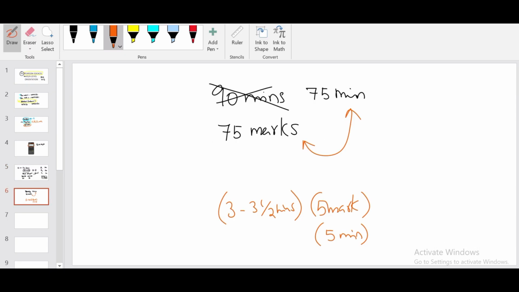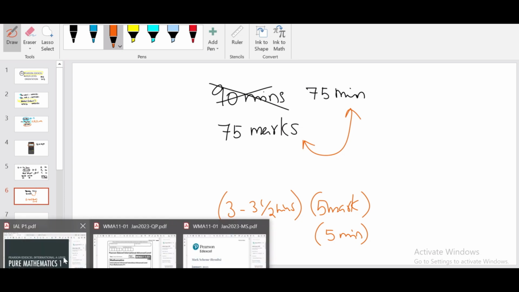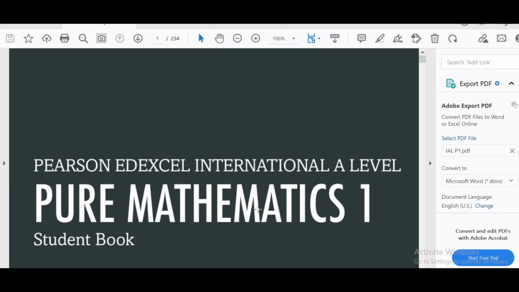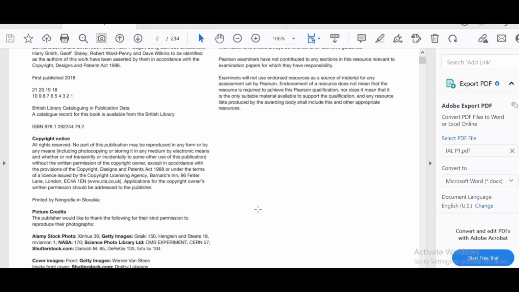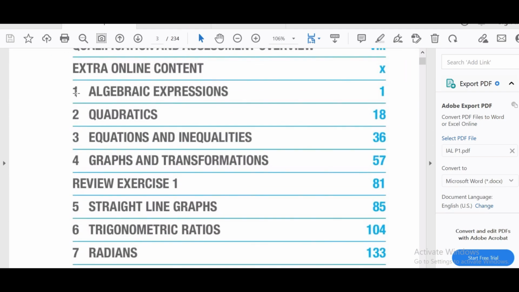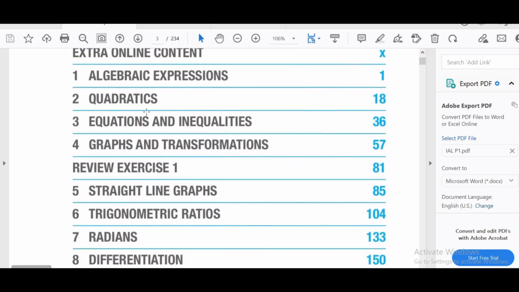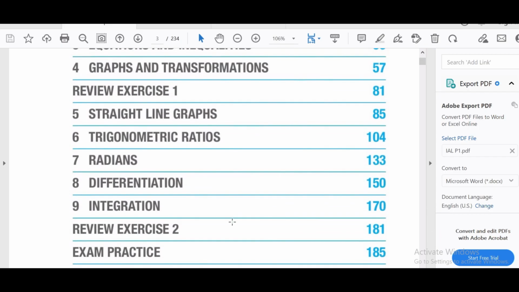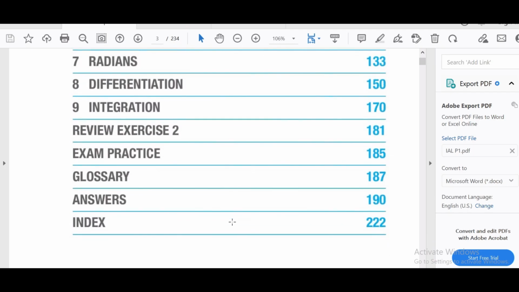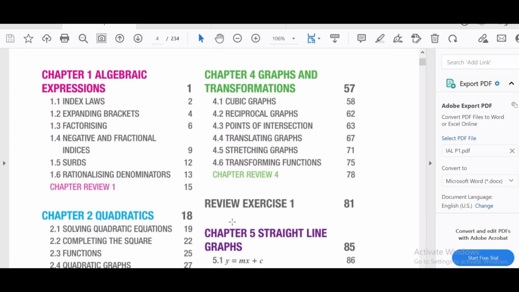Okay, now I'm gonna show you the textbook. This is the Pure Math 1 textbook. If you scroll down, you will see there are 9 chapters, 1 to 9: algebraic expressions, quadratics, and so on, differentiation, integration and all. I'll show you how to make use of this textbook.